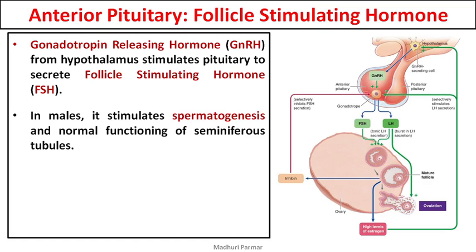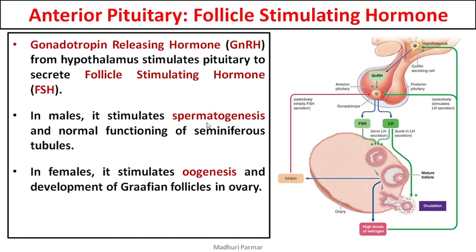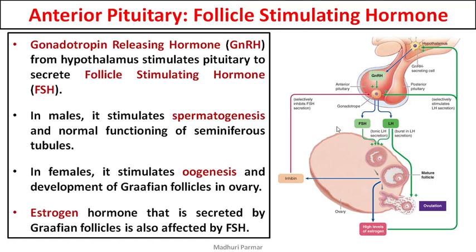In males, this FSH stimulates spermatogenesis. Okay, so formation of gametes in general is because of this FSH hormone, and normal functioning of the seminiferous tubules. Seminiferous tubules are present in your testis, and inside the testis, when you take a cross section, you can see spermatogenesis. Okay, in females, it stimulates oogenesis, which is formation of the female gamete and development of this Graafian follicle. So from that follicle only it is getting the name follicle stimulating hormone.